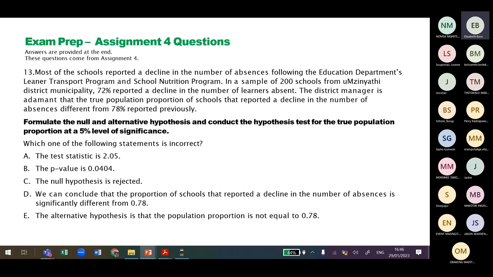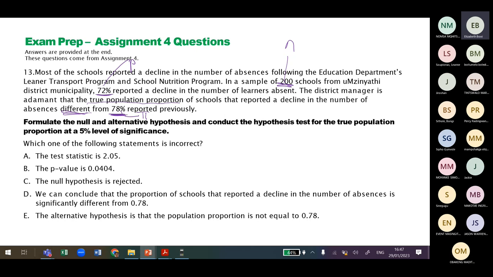We need to find which one of the following statements is incorrect. That's what we need to find, the incorrect statement. So there are different things that we need to record. 200 is our sample size. 72 is your sample proportion and 78 is your population proportion, because that's what they said there.